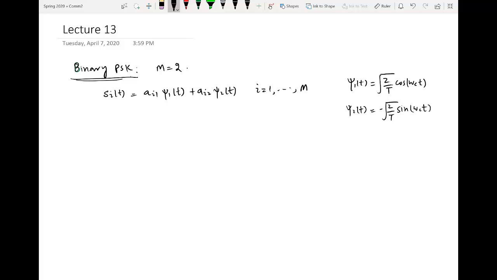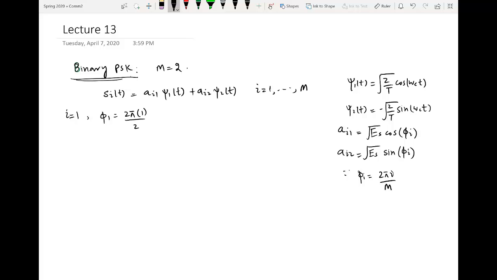And the values of ai1 was square root of Es cos phi_i, and ai2 was square root of Es sine phi_i, where phi_i is equal to 2 pi i over capital M. So in case of binary phase shift keying, what are the values of phi_i? We can only have i equal to 1, for which phi_1 comes out to be 2 pi into 1 divided by 2. So that will be cancelled out and we will have phi equal to pi.